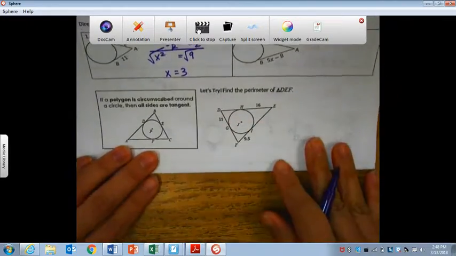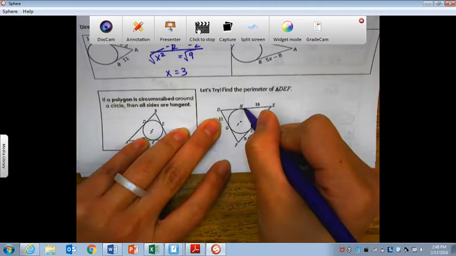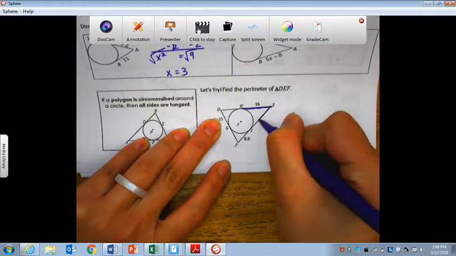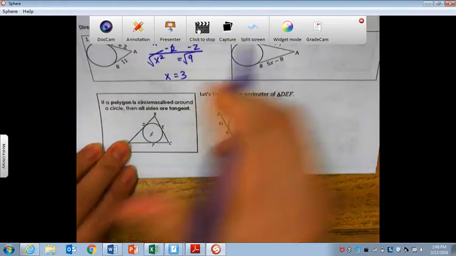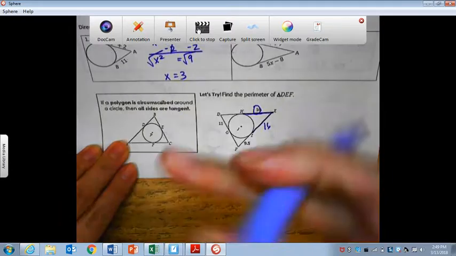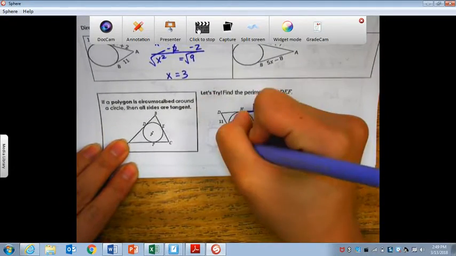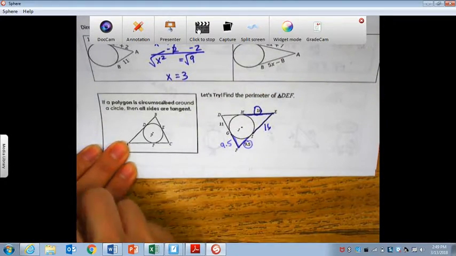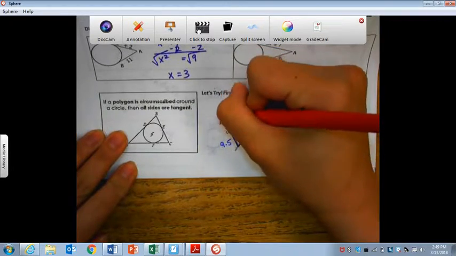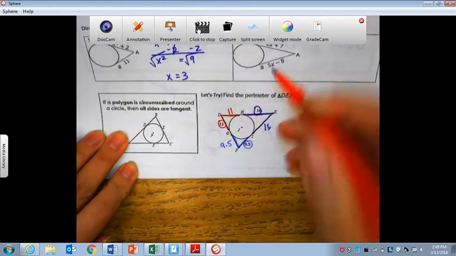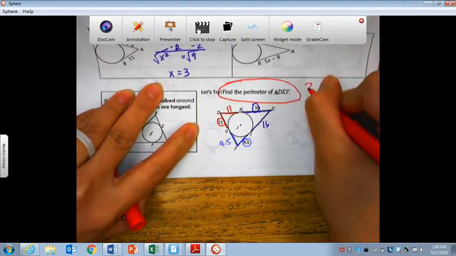All right, let's do this final example together. All right, I'm going to match colors to make this easy. Okay, so here's one ice cream cone. Okay, so that's 16. So this is 16. Okay? And then, if this is the other ice cream cone, if that's 9.5, this is 9.5. And then I'm going to color this ice cream cone. Okay, so if that's 11, that's 11. Go ahead and answer this. Find the perimeter of triangle DEF.